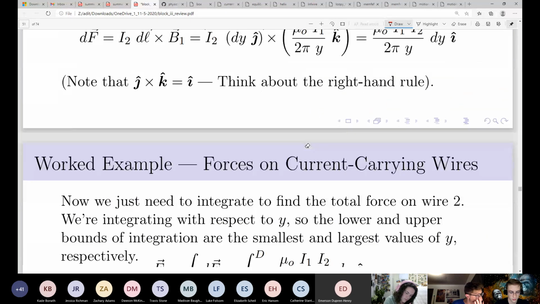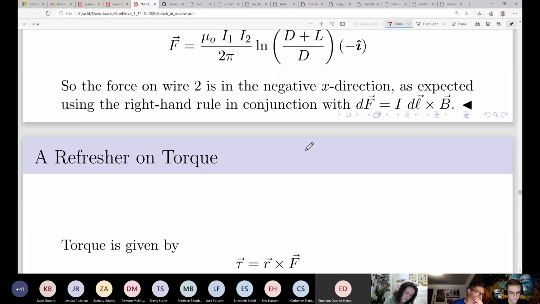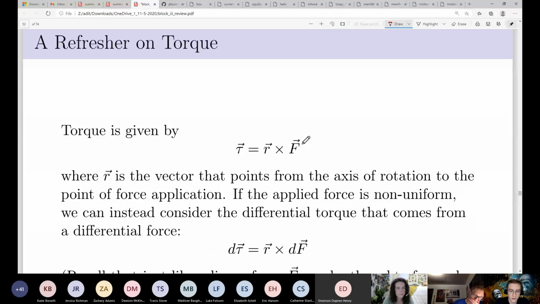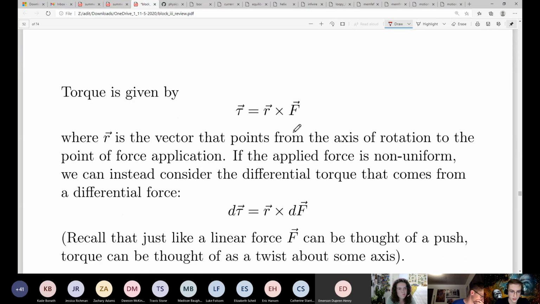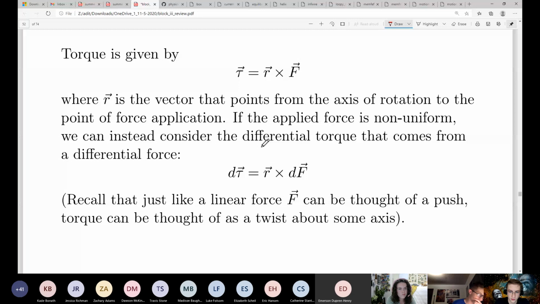All right. The big topic that we hit in 3D was magnetic torque. Torque is where we have to go back to Phys 1. It's given by the cross product of r cross dF, where r is the vector that points from the axis of rotation to the point where force is being applied.